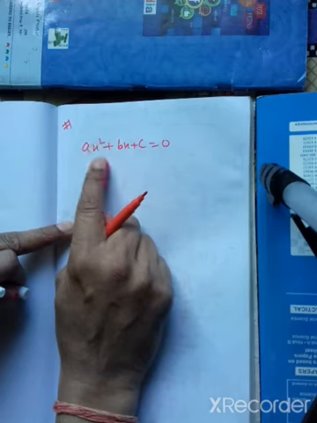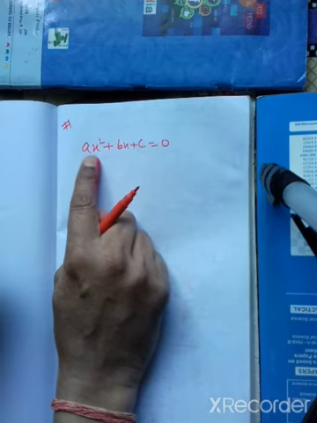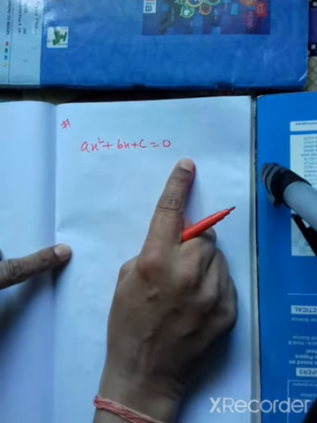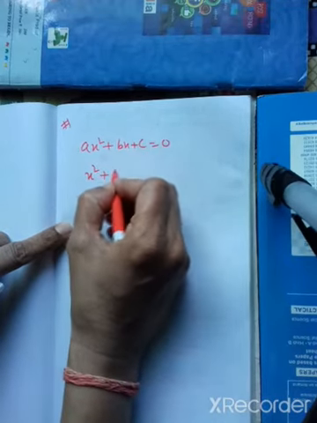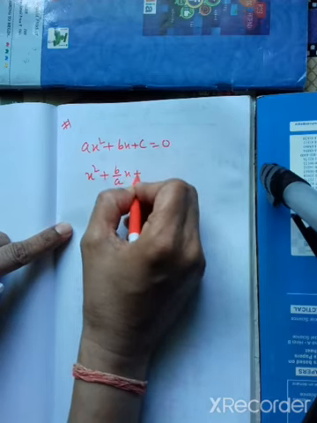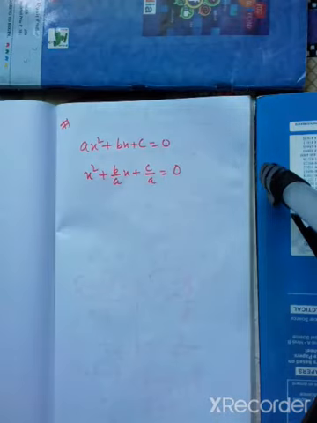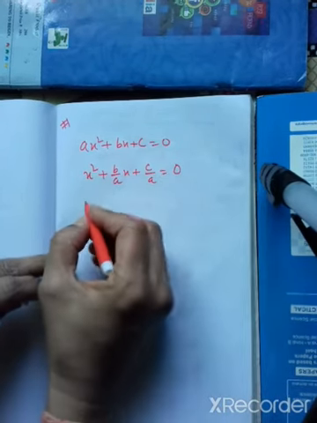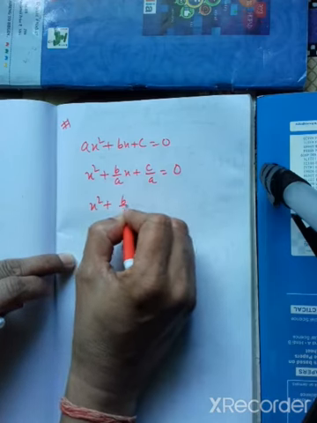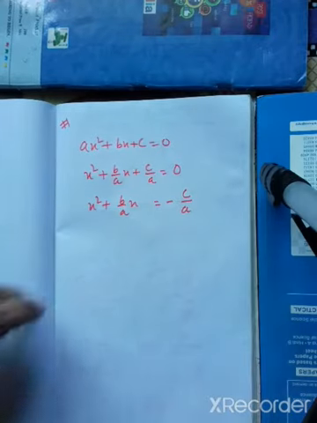As I told, in completing the square, the coefficient of x square should be 1. So here a is there. To remove this a, we will divide the full equation by a. When we divide the full equation by a, it will be x square plus b by a into x plus c by a is equal to 0 by a, means 0, right? Then in the next step, we transpose the constant term to the right hand side. So that is x square plus b by a into x equals to minus c by a, right?